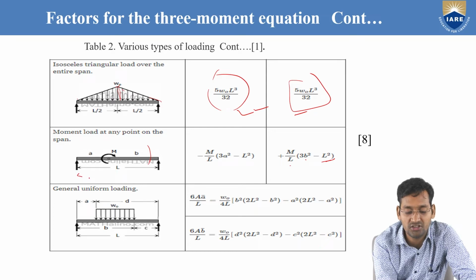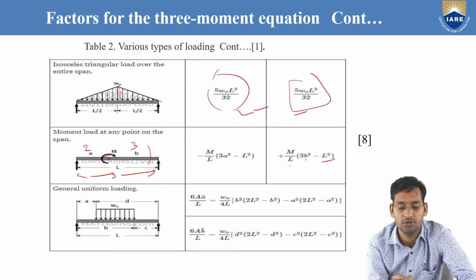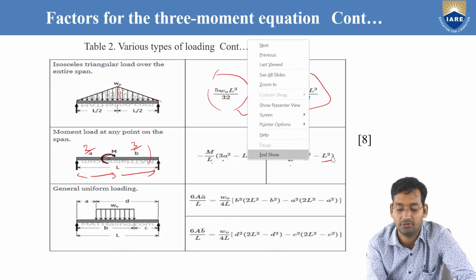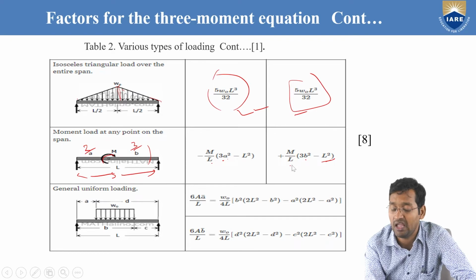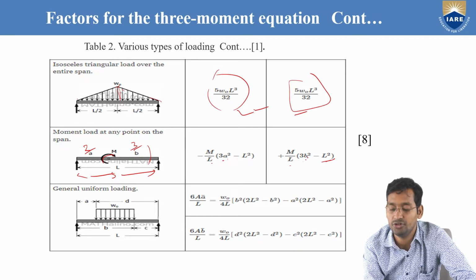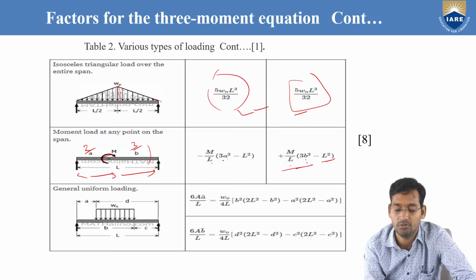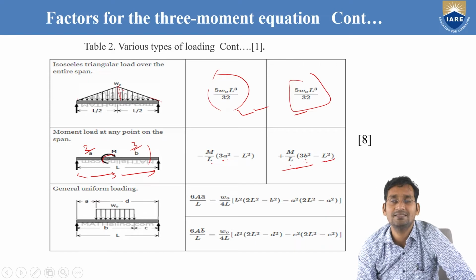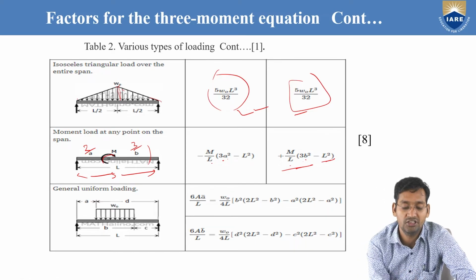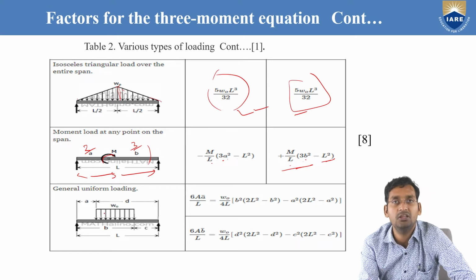Suppose the total length is 5. Then from this side 2 meters this moment is acting. So it's obvious from this side how much distance will be there? 3. So this is your A and this is your B. So in this case, minus M by 5 into 3A square, so 3 into 2 square minus 5 square for this side. For this case, M by 5 into 3B square, B square is how much? 3 square. So 3 into 3 square minus 5 square. So this will be for 6AB by L. Now, general uniform loading means somewhere in between that loading is there.